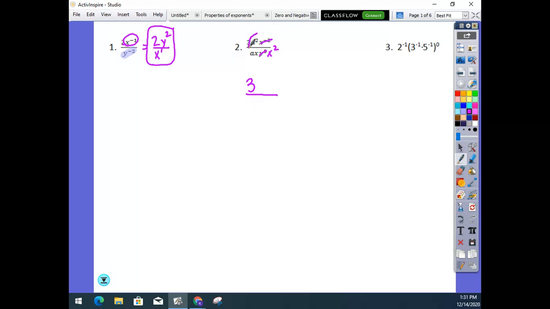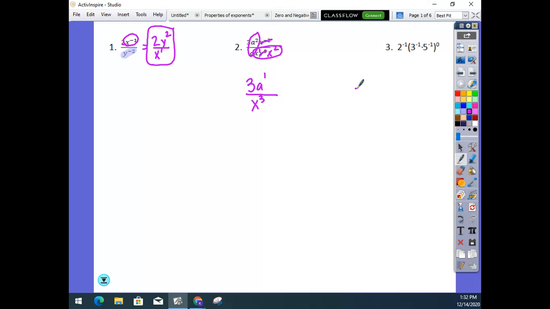Now, the a's are being divided. When you divide bases, you subtract the exponents, and there's one more a in the top, so that's where my leftover a to the first goes. My x's are all on the bottom. The x's are being multiplied, so I'm going to add the exponents. Don't forget to add, this is x to the first times x to the second, so I have x to the third left.